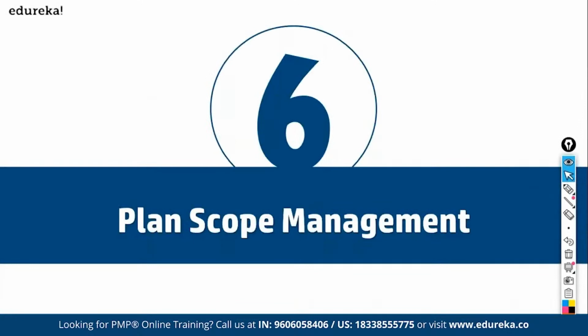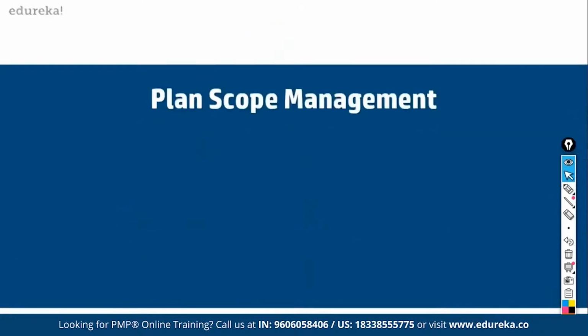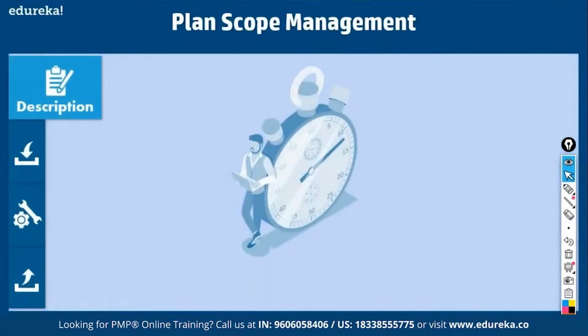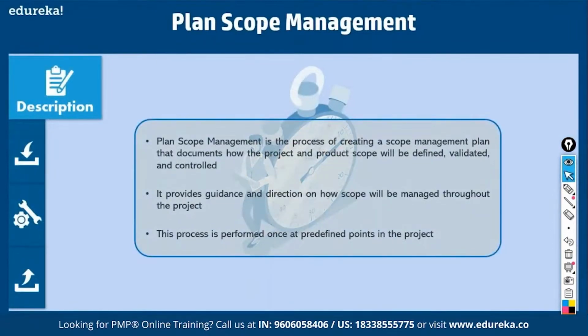So the first process is plan scope management. What do we do here? We come up with a scope management plan. So what is a scope management plan? Plan scope management is the process of creating a scope management plan that documents how the project and product scope will be defined, validated, and controlled. Define is how we decide what features and functions it should support. Validation is how we get it accepted by the customer. So it provides you guidance on how to manage scope.